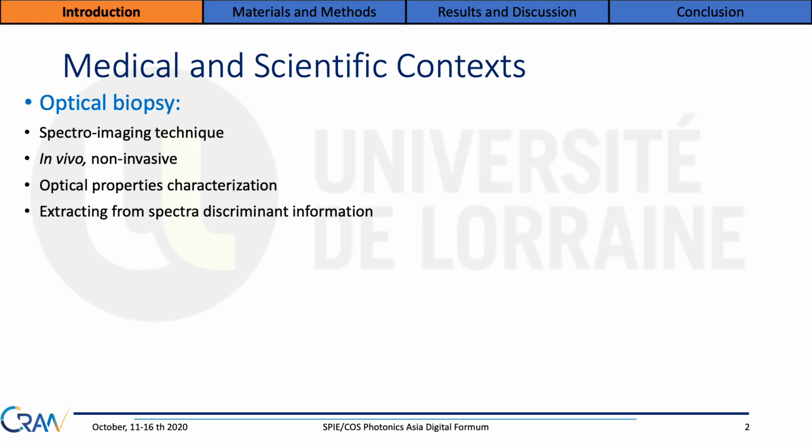Optical biopsy refers to spectroimaging techniques developed to characterize biological tissue optical properties in vivo. It differs from conventional biopsy by its non-invasive nature. The data analysis challenge consists in extracting from the measured intensity spectra discriminant information related to the characteristics and concentration of the constitutive elements like absorber, diffuser, and fluorophore. They are valuable information to determine the nature of the tissue.